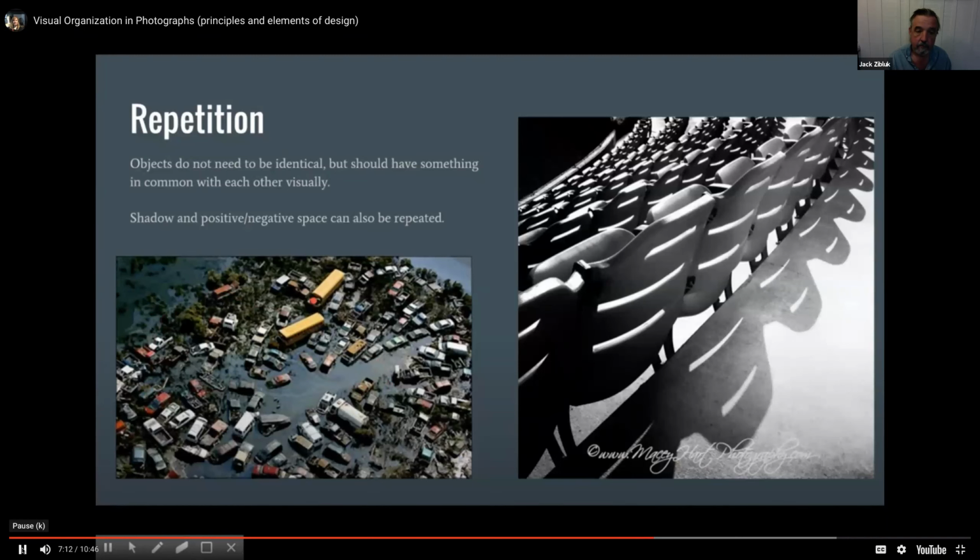Now, shadow, which we've talked about before, and of course, positive and negative space, can also be repeated. So we can see that in this image. So when you're looking for repetition, again, in that scavenger hunt in the world, look for things where something is repeated in terms of color, shape, size, direction, positive, negative space, line, shape, all of those types of things.